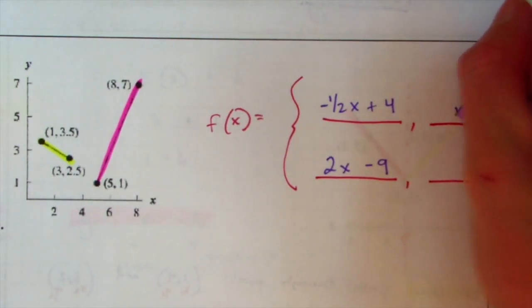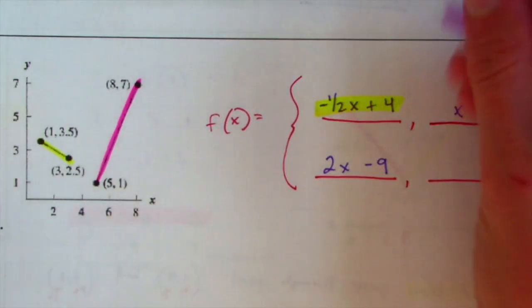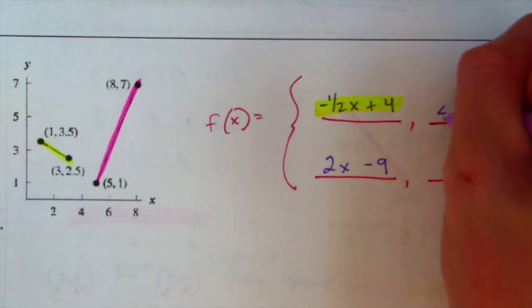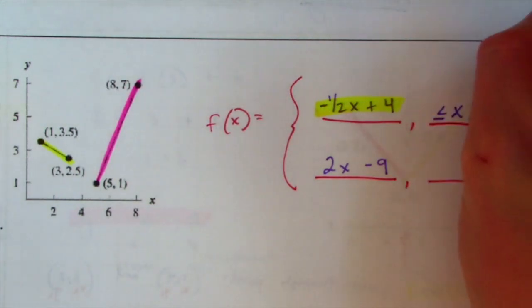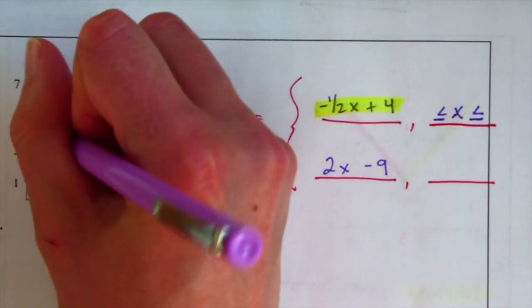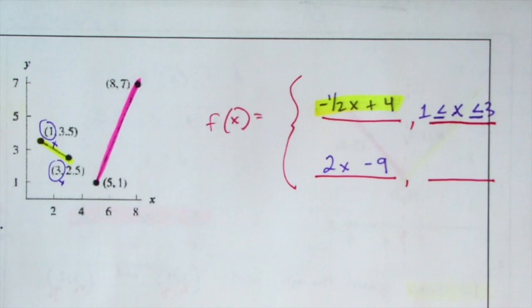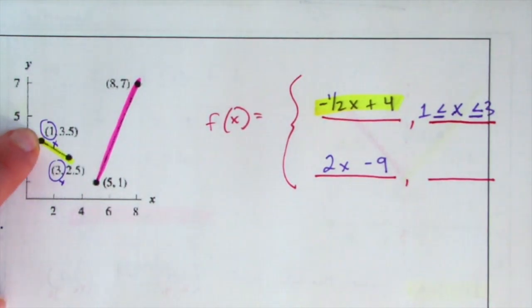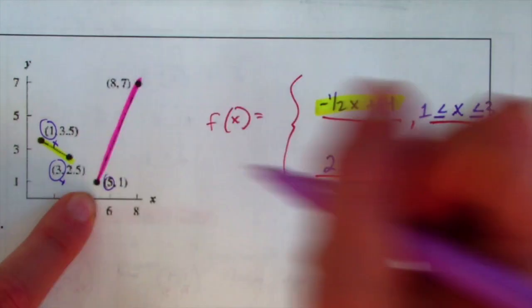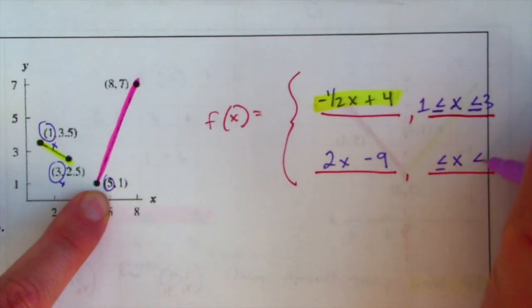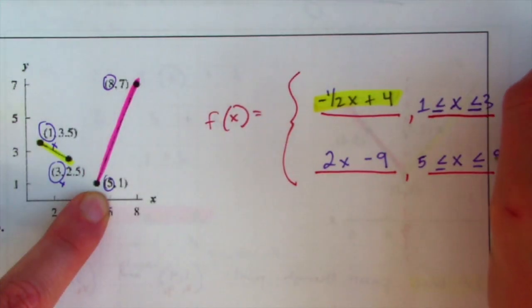So I'm going to say for this first function, the domain is x is between, and there's two closed circles, so it's going to be two closed inequalities. x is between 1 and 3. And those come right from the points. From the x value of 1 to the x value of 3 is where this function exists. Same thing for the second one. x is between, two closed inequalities, 5 and 8.